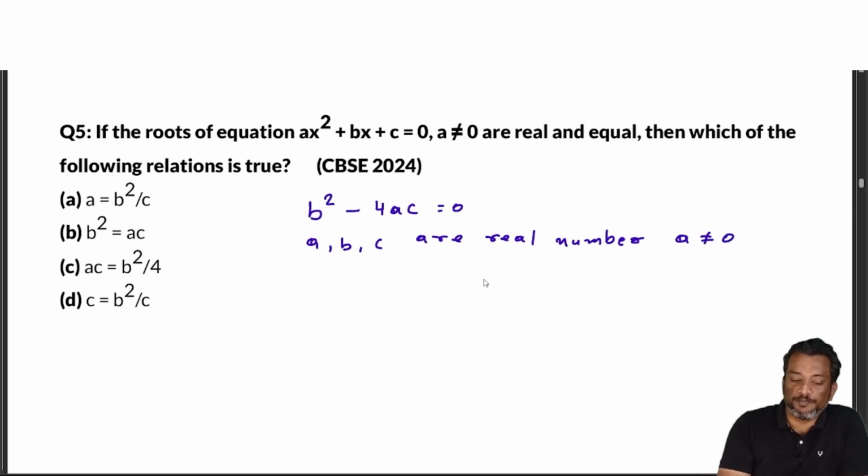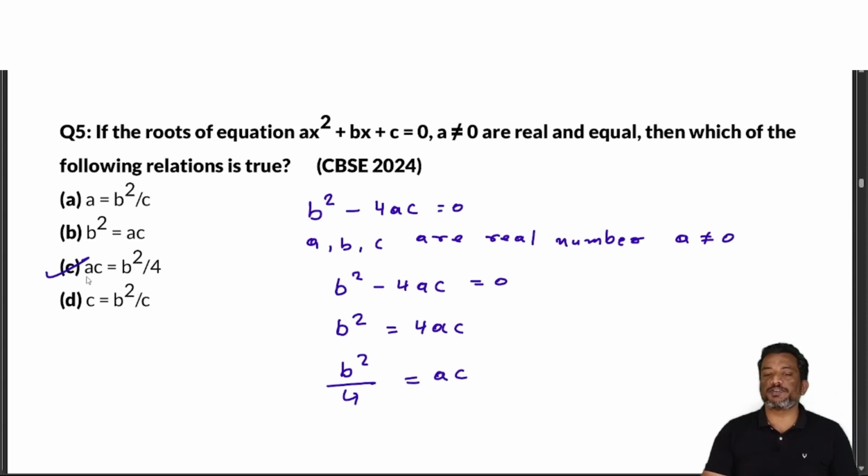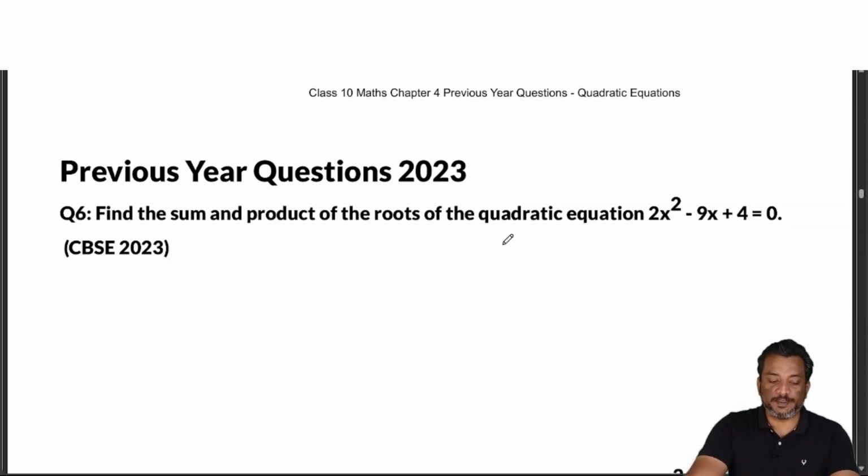Then the roots will be what? Based on that, we can say b² minus 4ac is equal to 0. So b² will go to that side, or you can say b² is equal to 4ac. Now here you can say b² over 4 is equal to ac. So which means option C is correct. Hope you understand this one. Now coming to the next question, 2023.